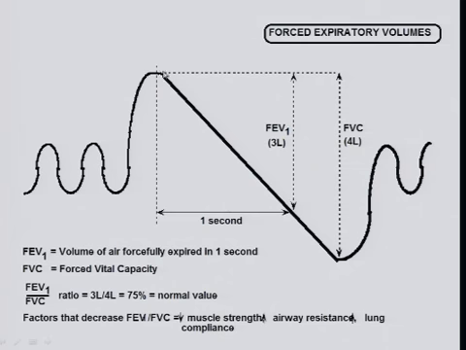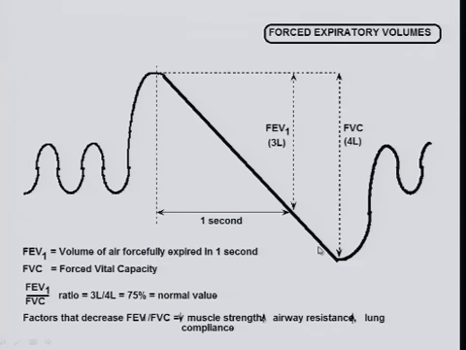Now, the amount of volume that you can expire in 1 second is called forced expiratory volume 1, FEV1. That's a forced expiratory volume in 1 second. And if you continue to expire forcefully, this is called your forced vital capacity. This is the maximum amount that you can exhale.